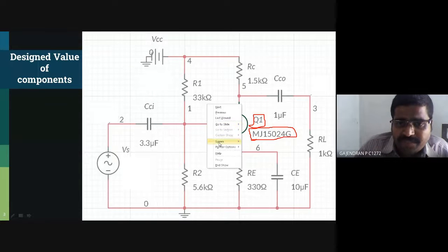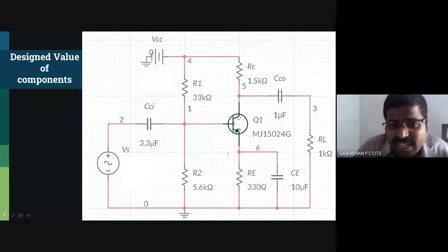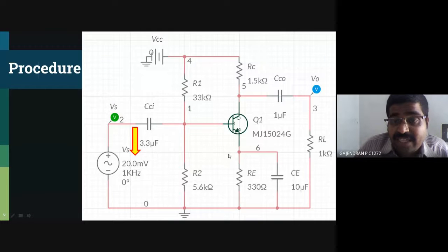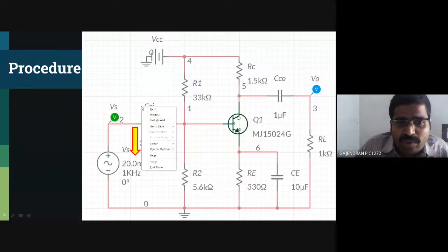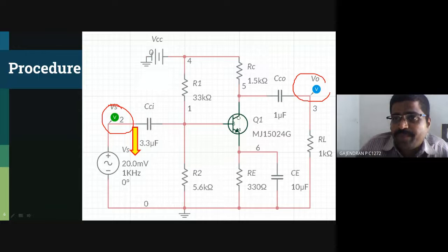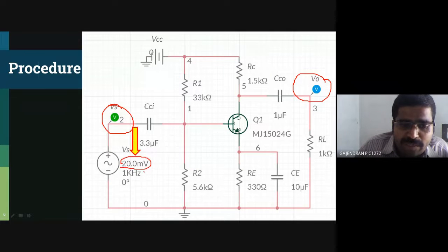Okay. Yes. How many of them tried this reading? See, we need to connect two probes. One is the input probe, another one is the output probe. The input voltage, simply keep it as 20 millivolt and 1 kilohertz.